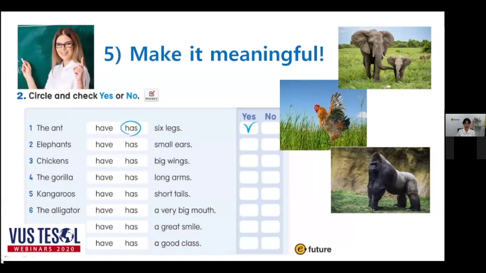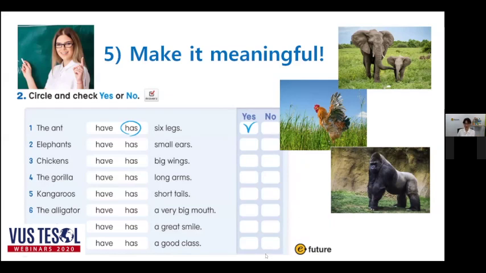Okay, yes, thank you. Number 8, we has a good class. So we can use have. We have a good class. Yes or no? Are we having a good class now? Are we having a good webinar? Yes. Okay, I see a lot of yes. Very good. So we are having a good class. So this is personalization. So the sentence becomes meaningful for the students. It's not only the grammar points, but also the meaning. That makes it different.